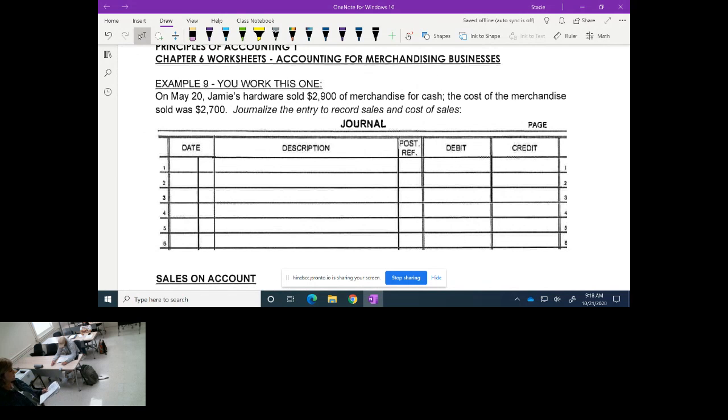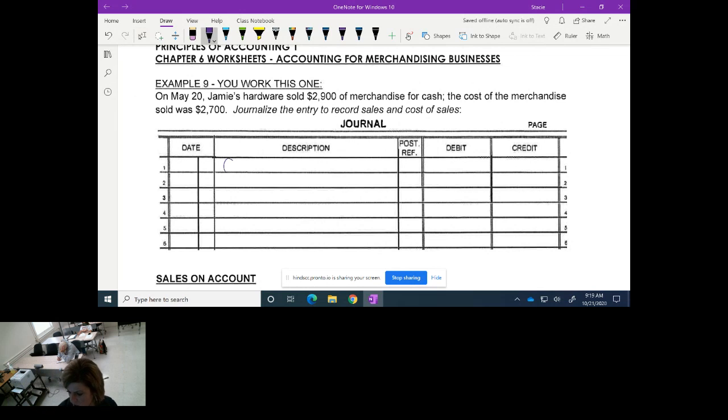Anyway, May 20th. This is for y'all to work, but I think y'all can handle it. This is pretty easy so far. Jamie's Hardware sold $2,900 of merchandise for cash. Cost of merchandise sold was $2,700. Journalize the entry. So what are you gonna do?